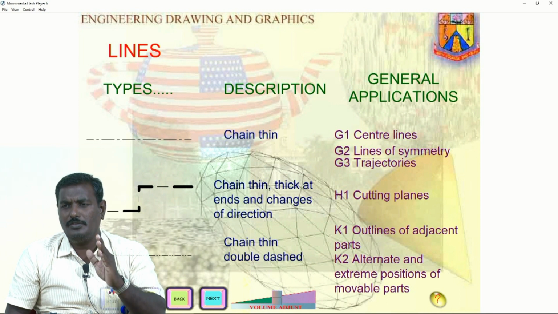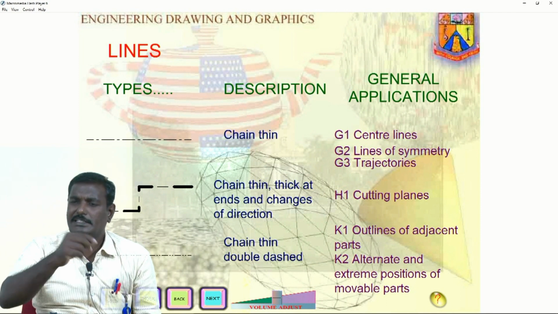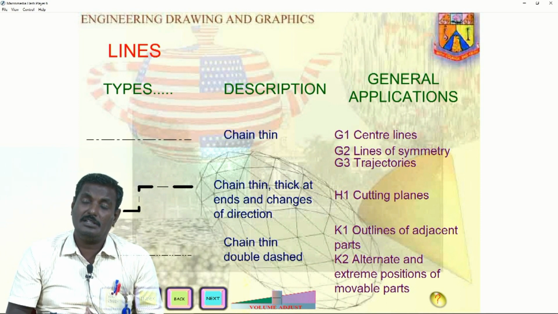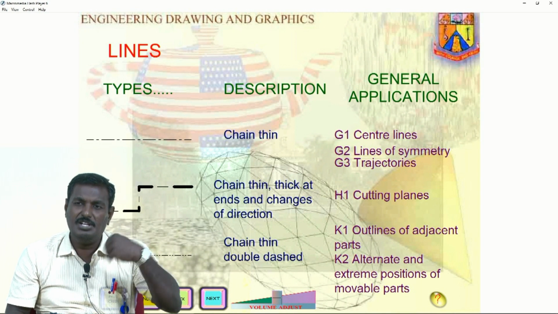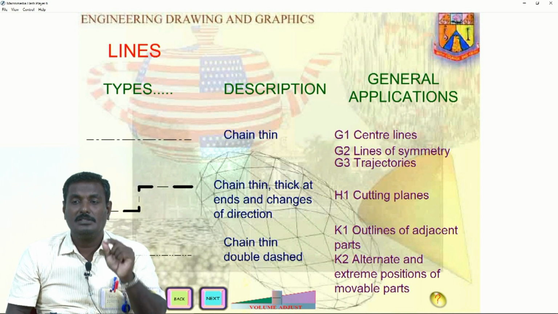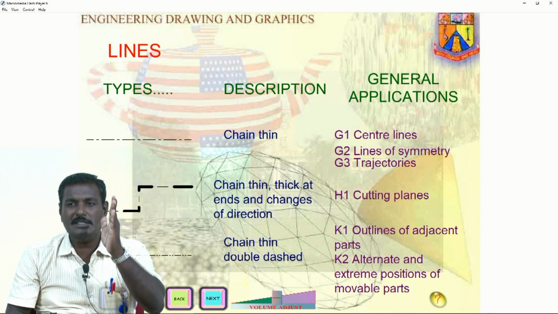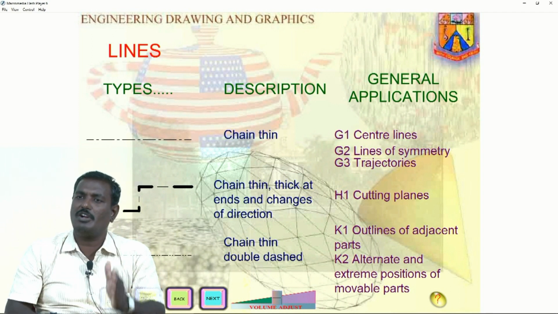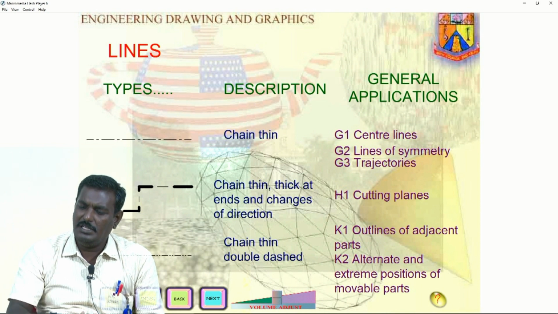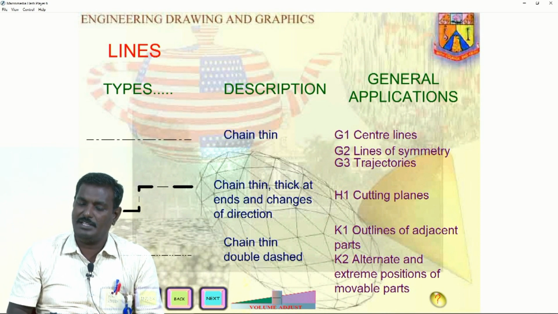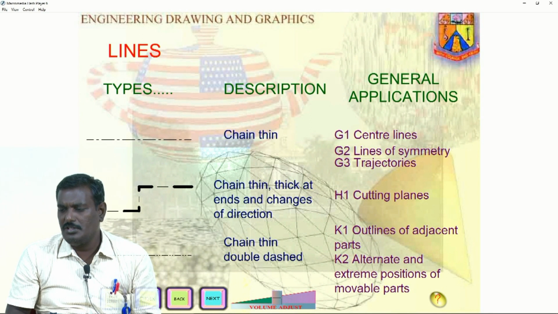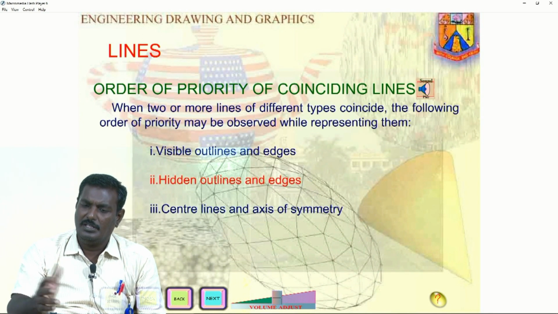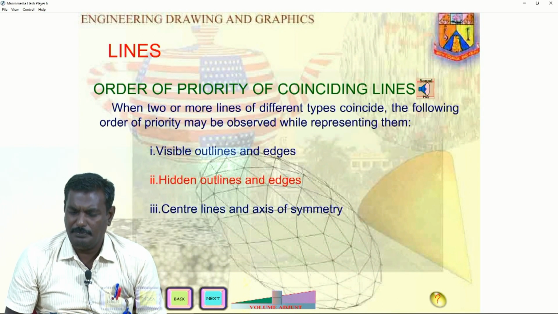If you show this particular type of line, it gives an idea: here we are making a section, and this section is determined somewhere else in this drawing sheet. Similarly, chain thin double dashed is also used for some other purpose. So, what about the priority?